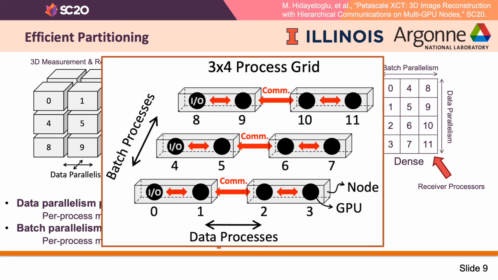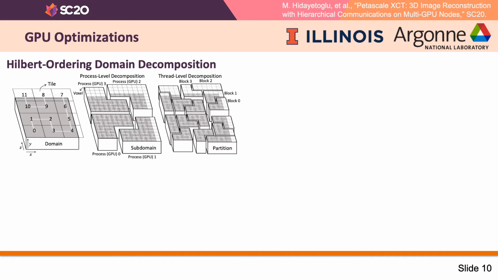That is, we place data processors in the same node as much as possible just to exploit the high bandwidth interconnect better. The optimum balance between the data and batch parallelization has to be found by the user, since it depends on the application memory, processor memory, and the number of GPUs per node. For data parallelization, we implement a Hilbert ordering domain decomposition. This fills the tomogram and sinogram data in their respective 2D domains. The data locality provided by the Hilbert curve is greater than that of the Cartesian curve.